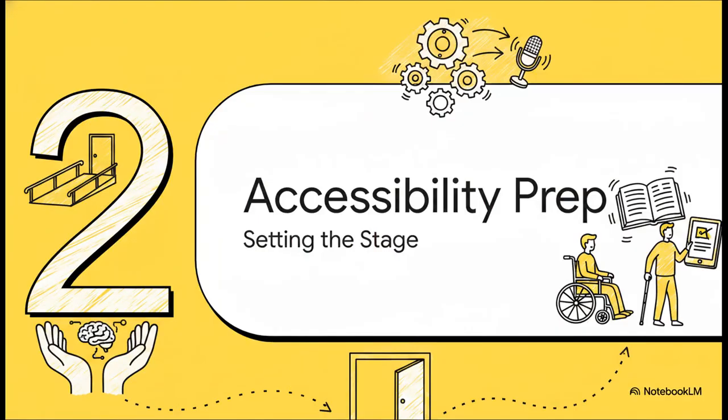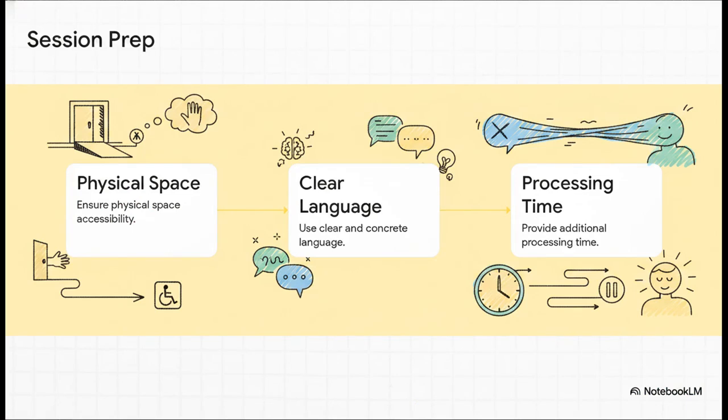Moving on to part 2, accessibility before the session. Because, let's be real, excellent clinical work actually starts well before the client even walks through your door. Look, we've all been there, right? You're 5 minutes into a session and suddenly realize the chair's in the completely wrong spot. If we want to create a genuinely inclusive environment, we have to be proactive. Step 1, ensure physical space accessibility. Step 2, commit to using clear, concrete language. And Step 3, provide additional processing time. Without these logistics handled ahead of time, the real therapeutic work simply can't happen.